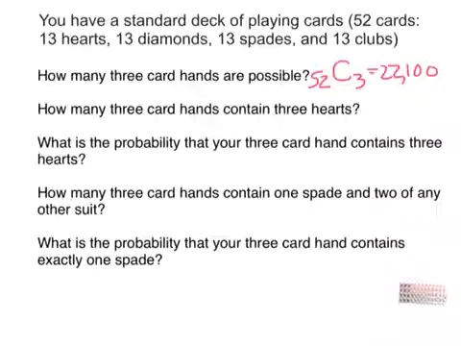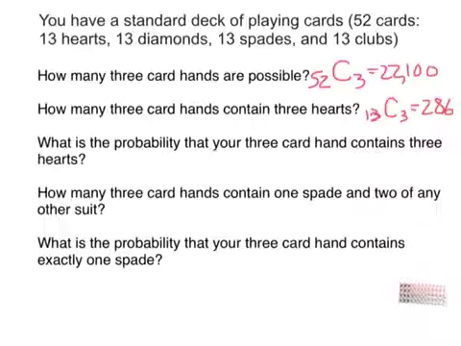So to calculate that, there's 13 hearts, and we want to know how many groups of 3 of them there would be. When we calculate 13C3, we get 286.